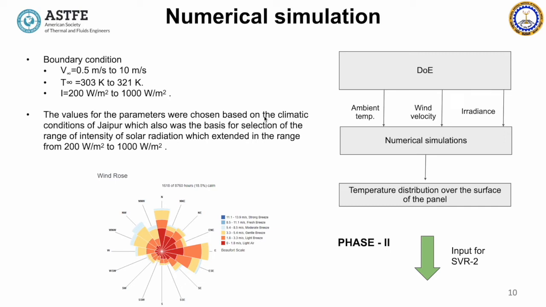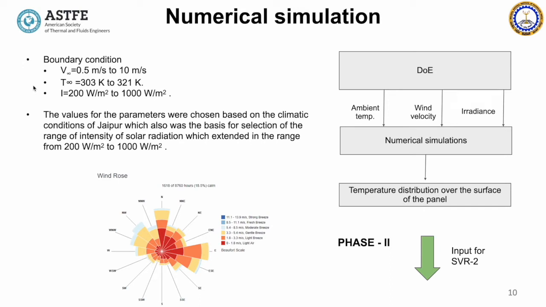Numerical simulations. These are the boundary conditions considered for computing numerical simulations. The wind velocity was considered from 0.5 meter per second to 10 meter per second, and ambient temperature was 303 Kelvin to 321 Kelvin.